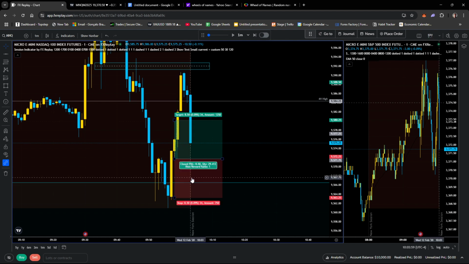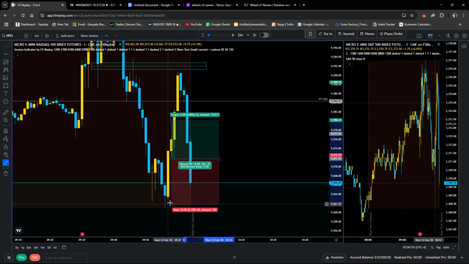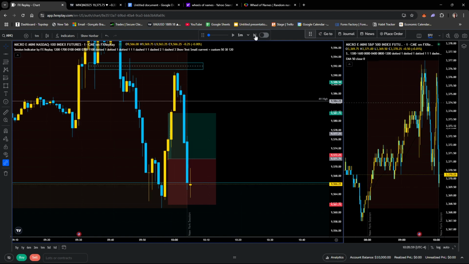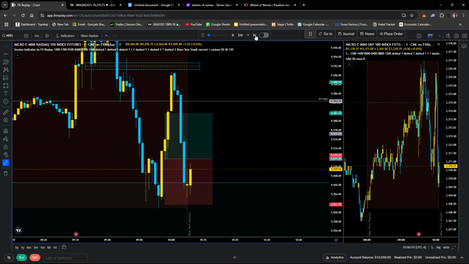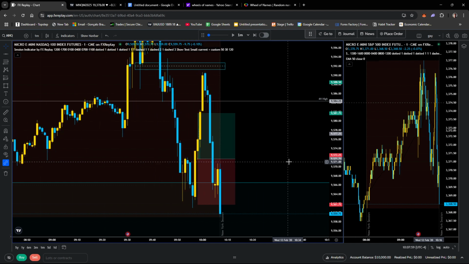Okay, so we are in. Let's see if it can hold. Okay, so price wants to keep going down. That's the second loss that we took so far. Price wants to keep going down.